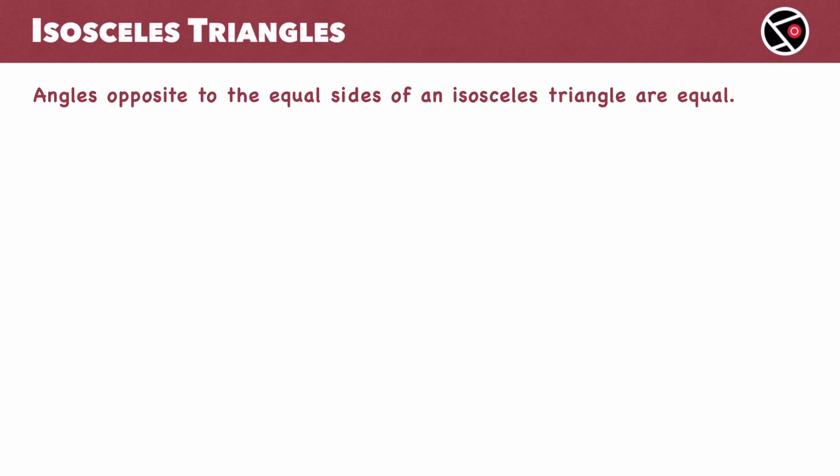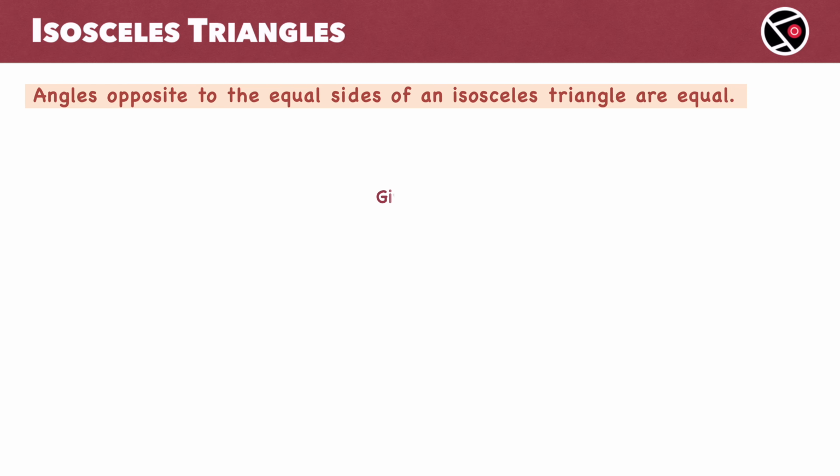Today, I'll be talking about isosceles triangles. We will prove that angles opposite to the equal sides of an isosceles triangle are equal. To deepen our understanding, I'll walk you through two different approaches to prove this.